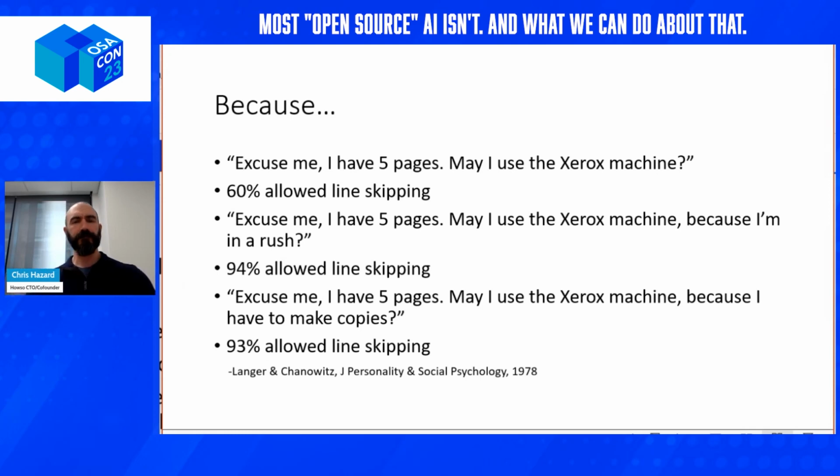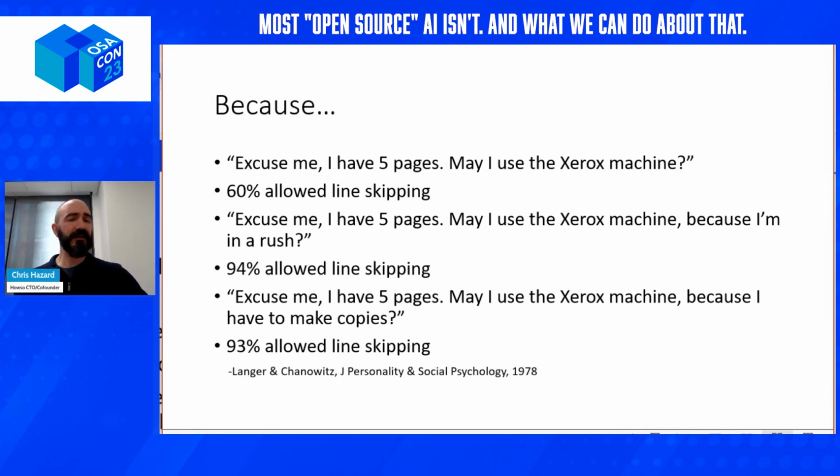So some folks asked, how can we get people to break social norms via an explanation? They said, well, try to cut in line. That didn't work so well. If you said, excuse me, I have 5 pages, may I use the Xerox machine? A lot of people let them in. If you said that because you're in a rush, more people would let you into the line and cut ahead.